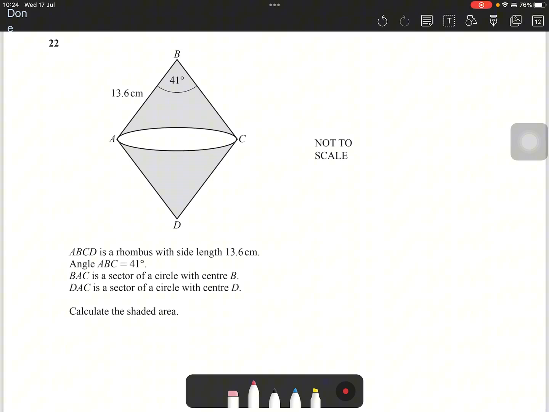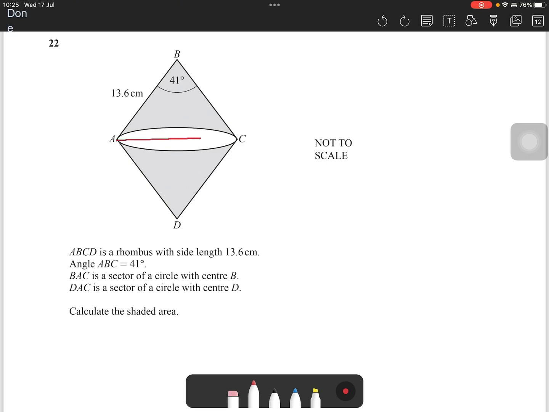Question 22. ABCD is a rhombus with side length 13.6 centimeters. Angle ABC is 41 degrees. BAC is a sector of circle with center B. DAC is a sector of circle with center D. Calculate the shaded area. This is kind of a hard question.